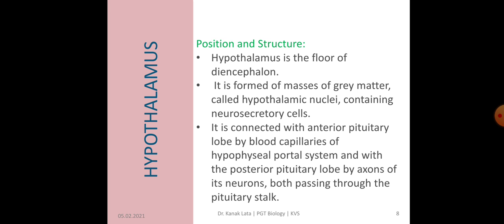It is connected with the anterior lobe of the pituitary gland by hypophyseal portal blood vessels and with the posterior lobe of the pituitary gland by axons of its neurons. The portal vessels and the axons pass through a pituitary stalk.